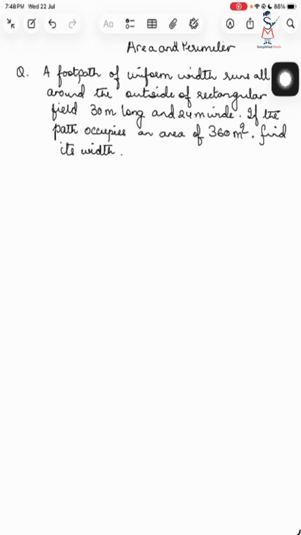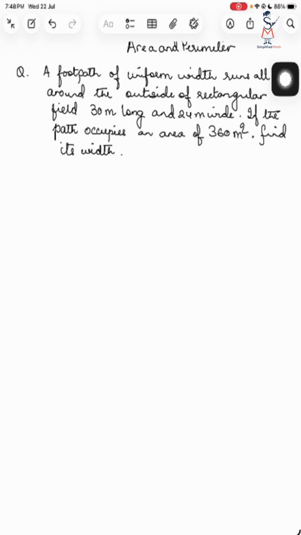Hi, we are doing area and perimeter. The question is: a footpath of uniform width runs all around the outside of a rectangular field 30 meters long and 24 meters wide. If the path occupies an area of 360 meters square, find its width.